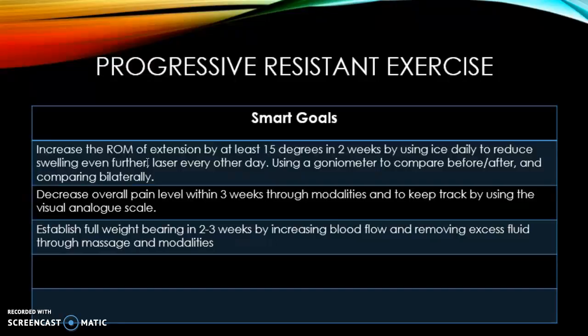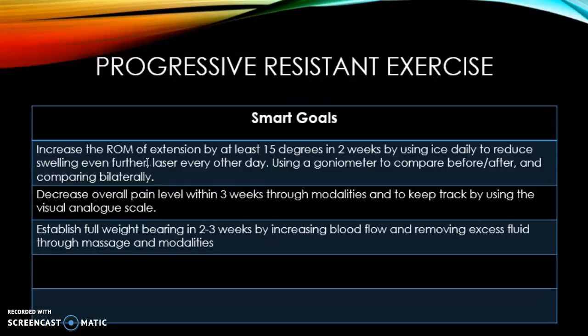With the progressive resistant exercise, some SMART goals I want to do are, I want to increase the range of motion of extension by at least 15 degrees in the next 2 weeks of this phase by using ice daily to reduce the swelling even further, and use laser every other day because you want to give a break in between, and using a goniometer to measure and compare the before and after, and also it's very important to always compare bilaterally as well.